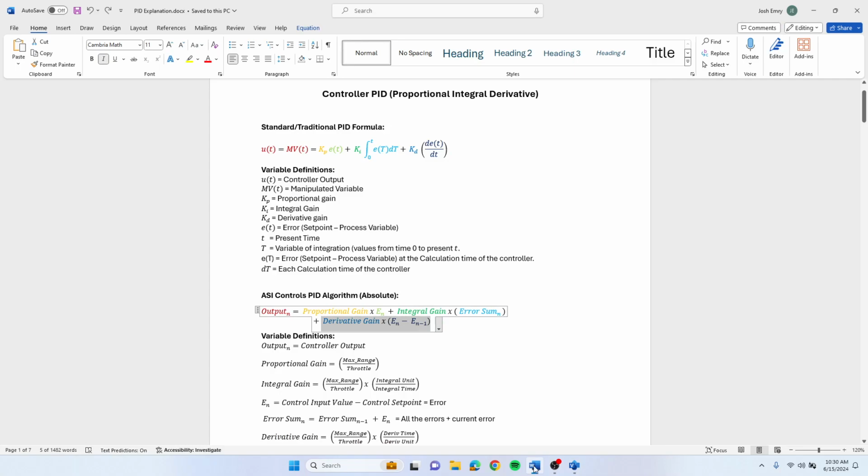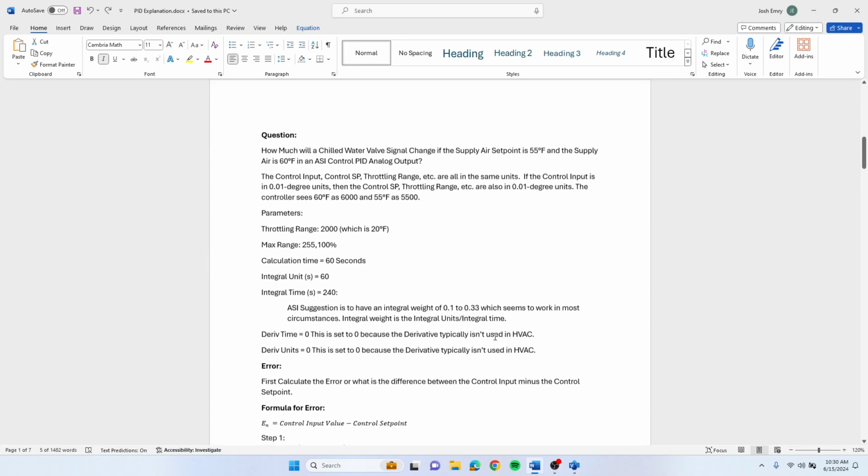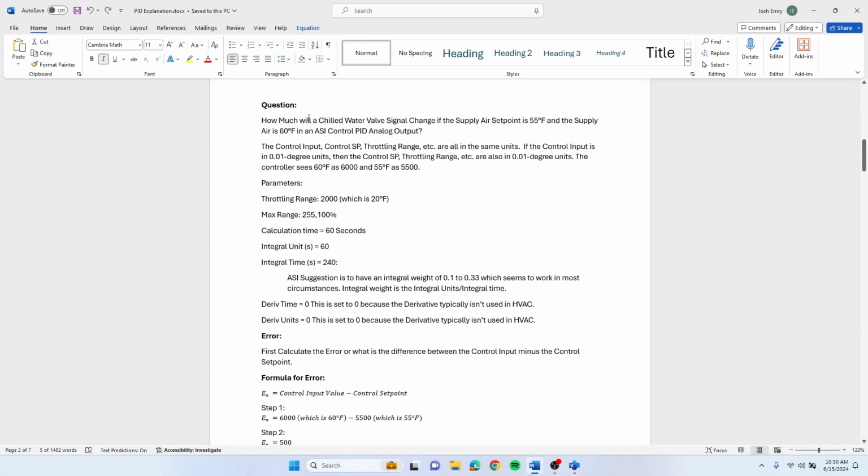So for example, on an actual calculation, I'm going to ask: what is my chilled water valve signal if the supply air set point is 55 degrees Fahrenheit and the supply air is 60 degrees, and it's an ASI control PID analog output?